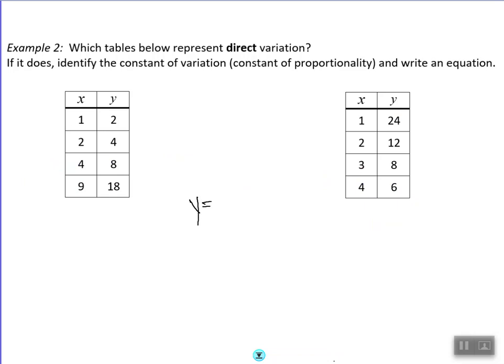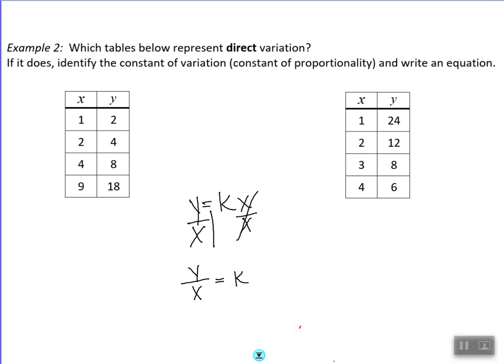I want to take a look at the equation y equals kx. And I want to solve it so that I have k equals. So I'm going to divide by x on both sides so that I have k equals y divided by x. I'm going to use this so that I can find the k value for each of these tables and decide if it's direct variation or not.